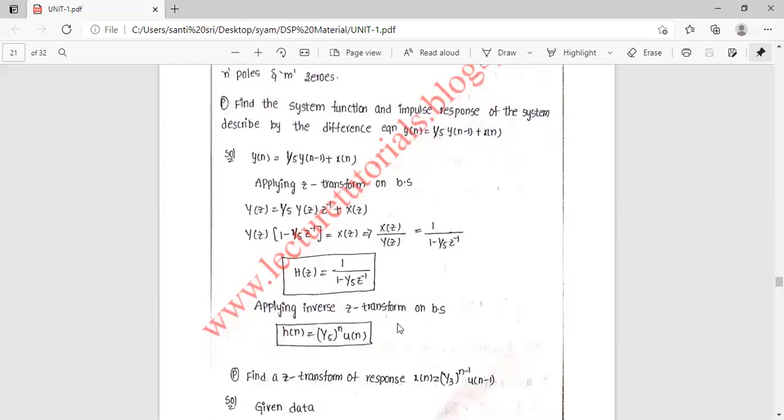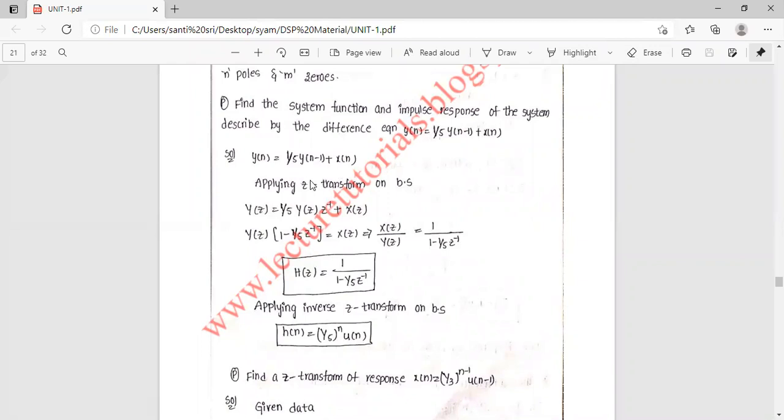See the problem. Find the system function and impulse response of the system described by the difference equation y of n equal to 1 by 5 into y of n minus 1 plus x of n. This is the given difference equation.